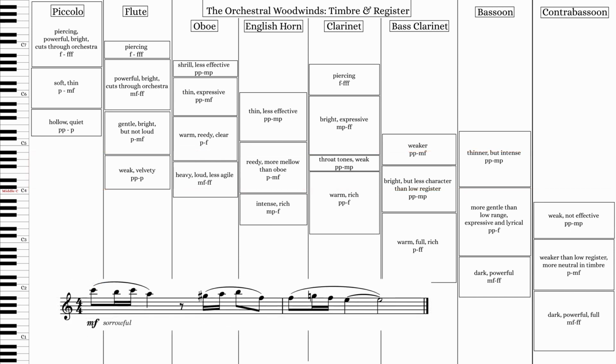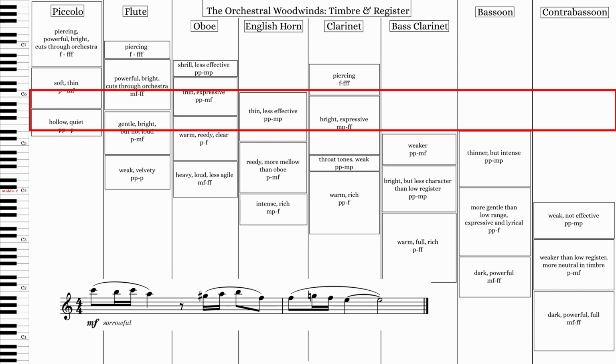Here we have a melody marked sorrowful, with a range from E5 to C6. Keeping it in the same octave, I think flute and oboe are our best options. Piccolo would technically work, but would be too quiet and not fit the character. Clarinet, I think, would be too bright.